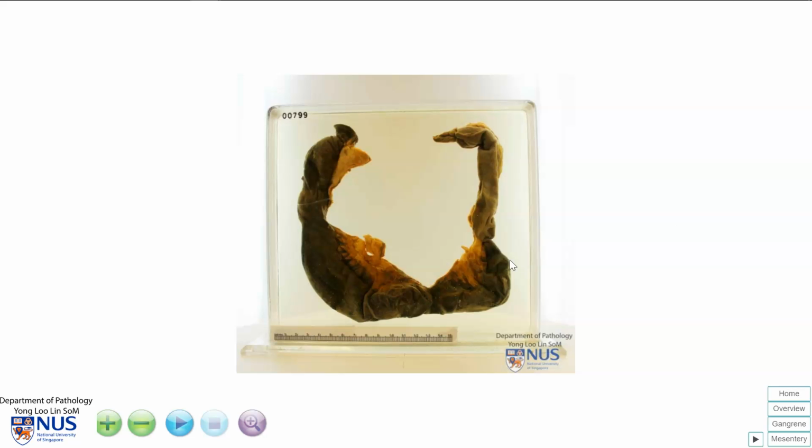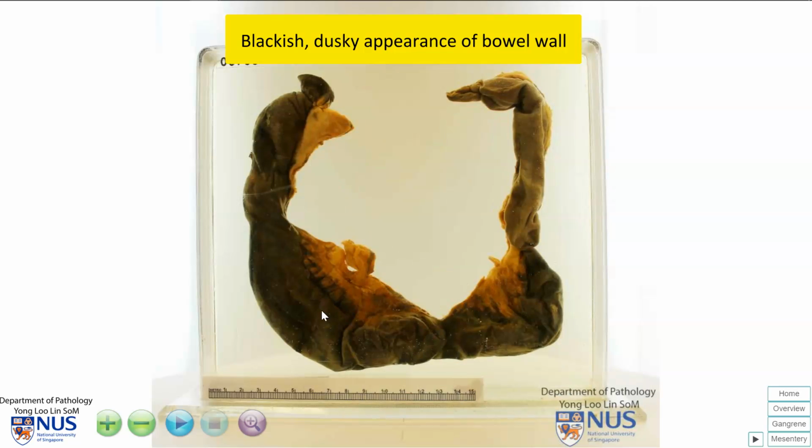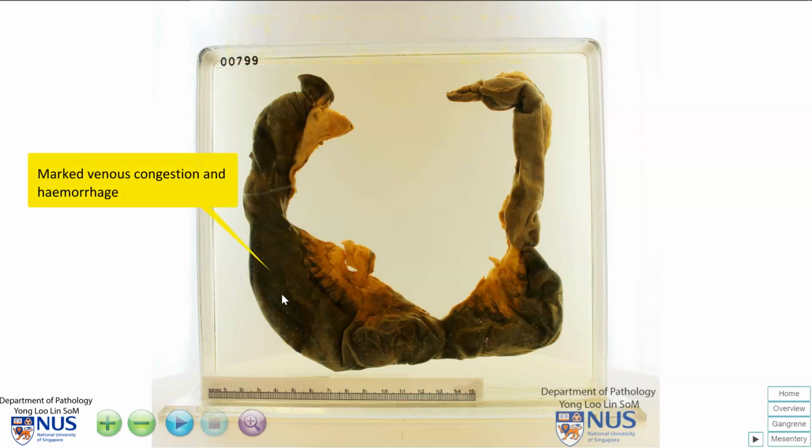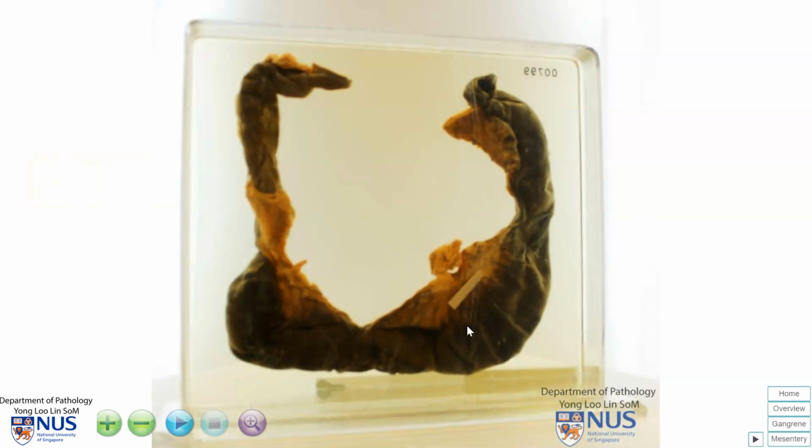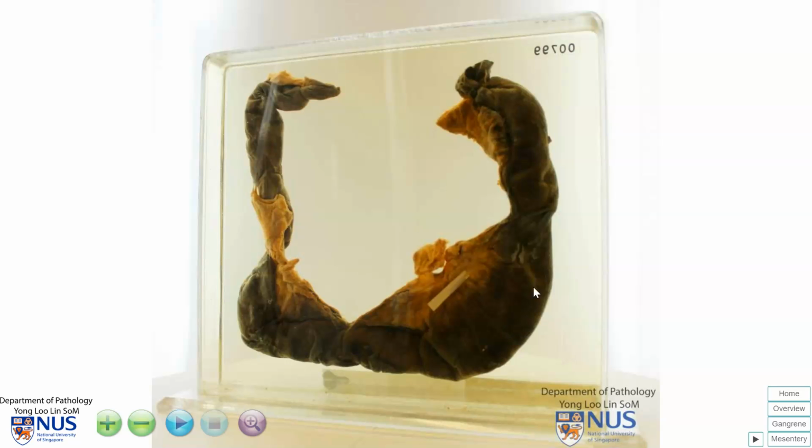Hello, this is a virtual pathology specimen of a loop of small bowel with strangulation of the bowel. What is very strikingly abnormal is the fact that the color of the bowel is very darkish. In fact, it is blackish. In the fresher specimen, it would appear dark red, and this is due to marked venous congestion as well as hemorrhage. The bowel wall itself will be swollen and thickened on sectioning, and we can't see this in this particular specimen because we're not able to see the cross section.